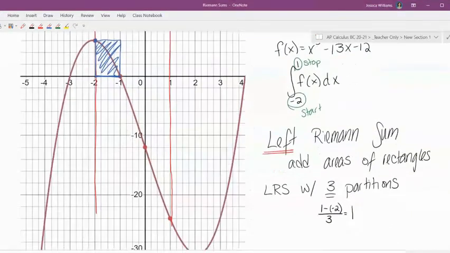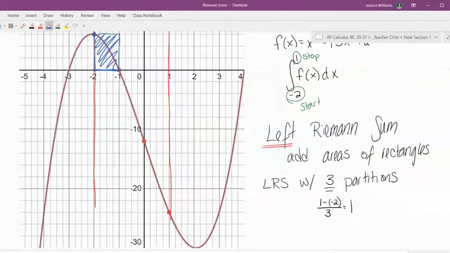Our second rectangle will start at -1 and go to 0, so it still has a base of 1. And if I set the height of that rectangle to the left function value within this range, then it's just sitting at 0, so it has no height. My third rectangle will start at 0 and go to 1. And if I set the height at the left function value, it's going to have a negative height, and that's okay. So here is our third rectangle.